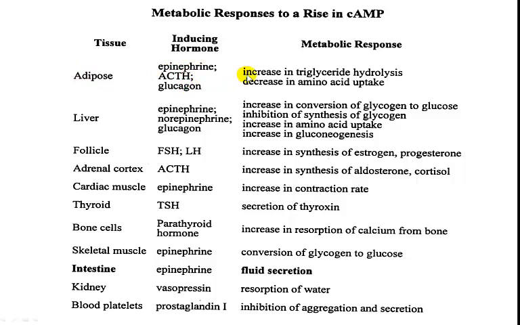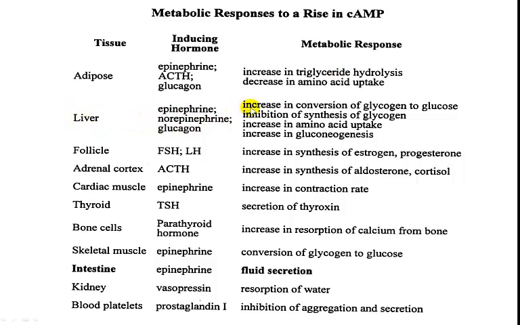So in adipose tissue, epinephrine, ACTH, and glucagon will increase triglyceride hydrolysis and decrease amino acid uptake. Right, so favoring the burning of fat. So these help you get skinny, help you stay alive by turning to your fat reserves for energy. Let's put it that way, right?